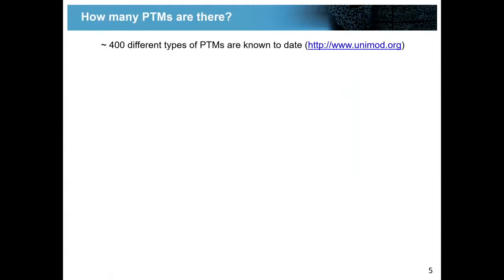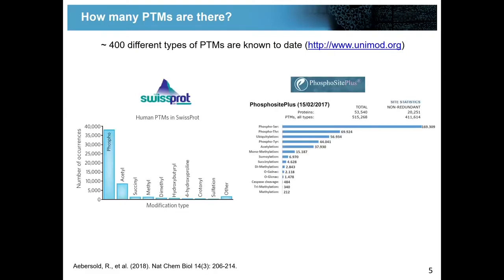Okay, how many PTMs are there? So there is a useful database called Unimod, where all the described PTMs are listed, and currently there are like 400 different biological PTMs which are known. And here are two figures from two publications where you see the frequency of PTMs. This is from SwissProt, and this is from a database called PhosphoSitePlus, which contains PTM information for human, rat, and mouse, I think.